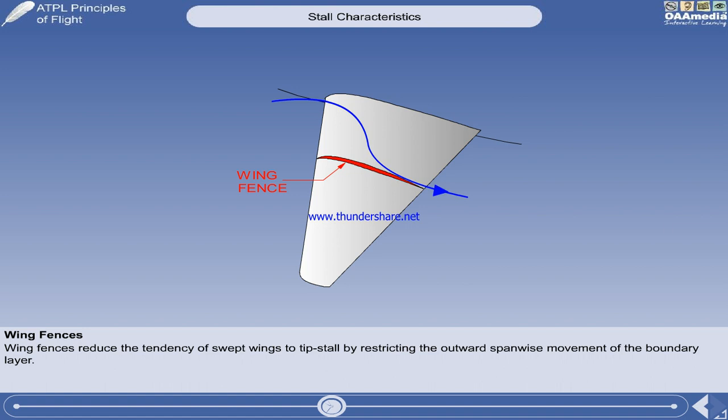The tendency of a swept back wing to tip stall is due to the induced spanwise flow of the boundary layer from root to tip, and there are several design features that can be incorporated to address this effect, to give more acceptable stall properties. Wing fences are thin, upright metal strips, which generally extend from leading to trailing edge and restrict the outward drift of the boundary layer.